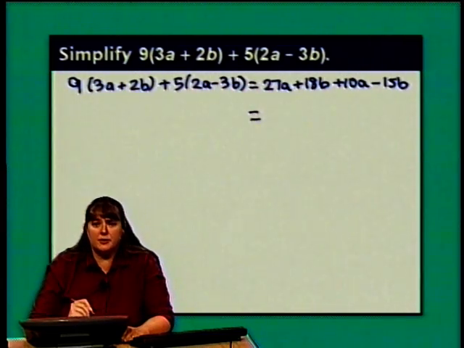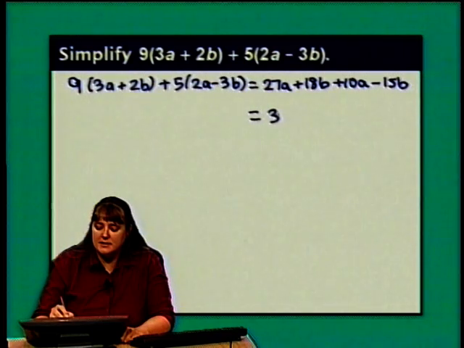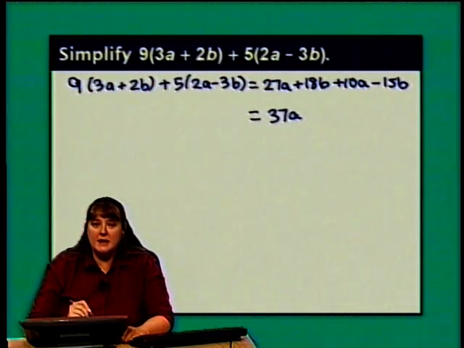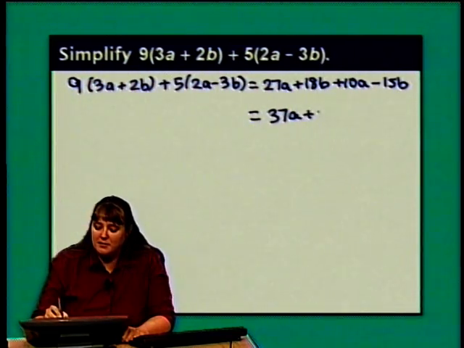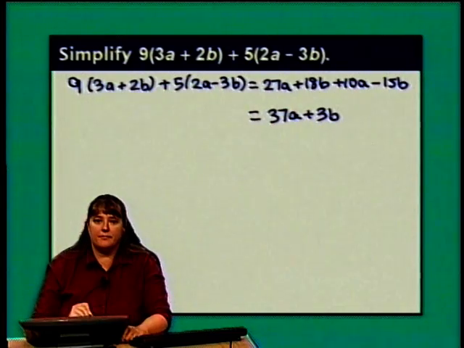Now looking for my like terms, 27a and 10a are like terms. 27a plus 10a is 37a. 18b and negative 15b are like terms. 18b plus negative 15b is 3b, so I have plus 3b.